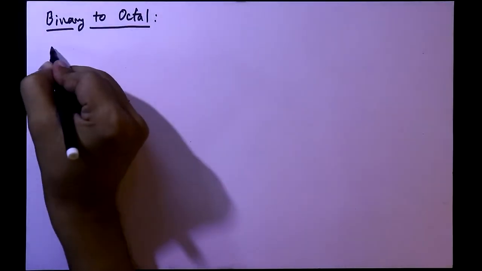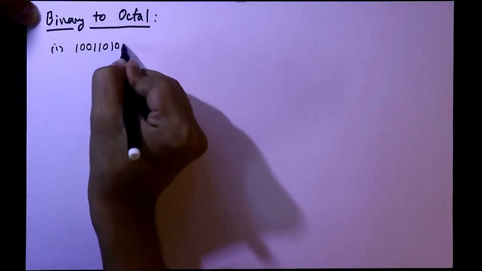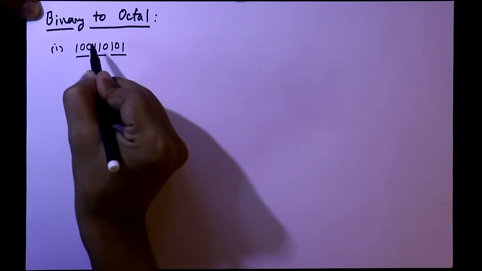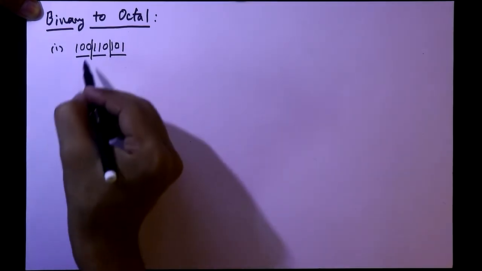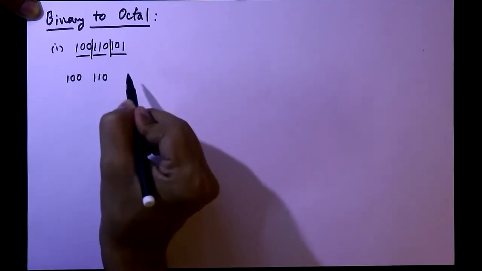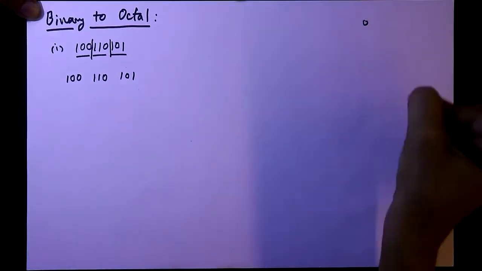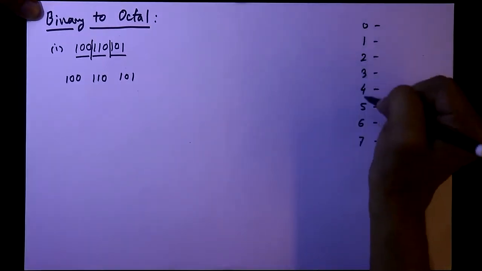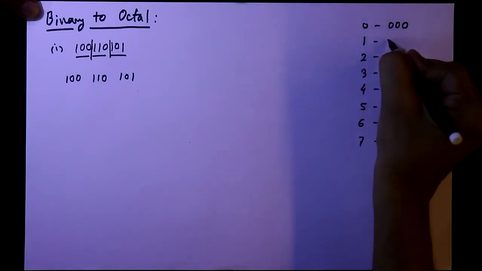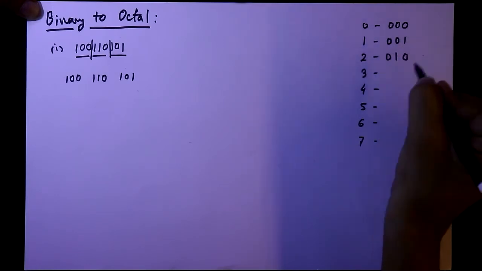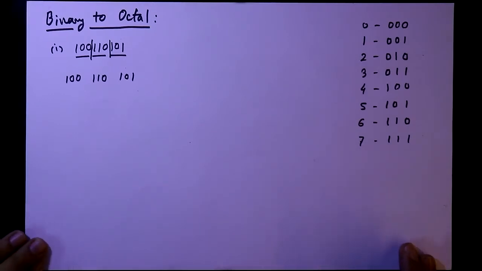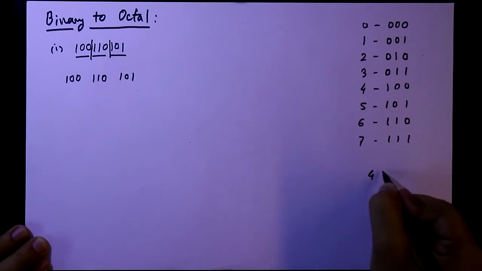For example, if you want to convert this binary number to an octal number, you have to group it by 3. Here it is 100, then 110, 101. The binary conversion for this decimal number, that is for 0 it is 000, for 1 it is 001. These 8 numbers, and you can convert this number by 4 to 1 code.